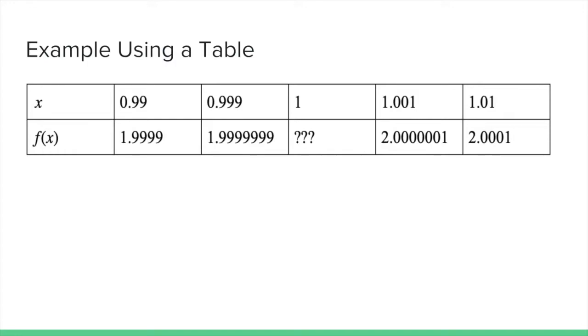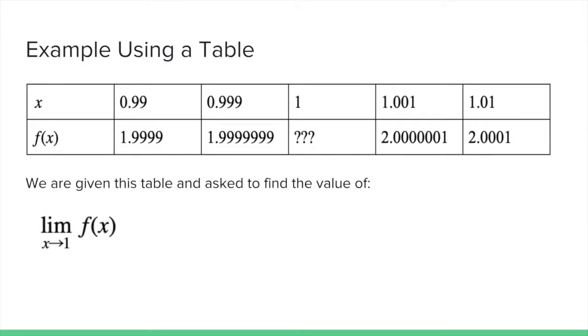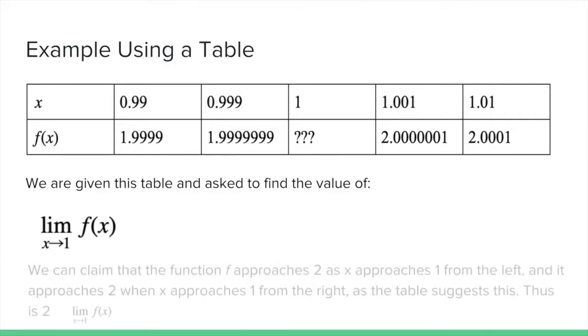So from this table, you should take a stab at what the question is trying to ask. In its purest form, we could say that this table is trying to get us to find the value of f of 1. However, in this case, we are actually trying to find the value of the limit as x approaches 1 of f of x. And as I just stated, that is what the question is trying to ask.